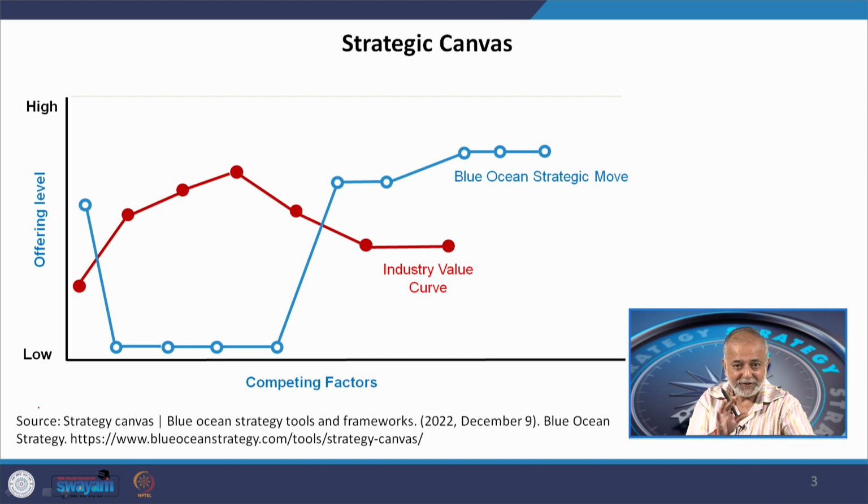We have not yet reached the point where we open up what these dots mean and what these curves mean, and why it goes down and why it goes up and so on. We will be talking about that. So this is the industry value curve and this is the Blue Ocean strategic move, the Blue Ocean way. Let us see how it looks further.